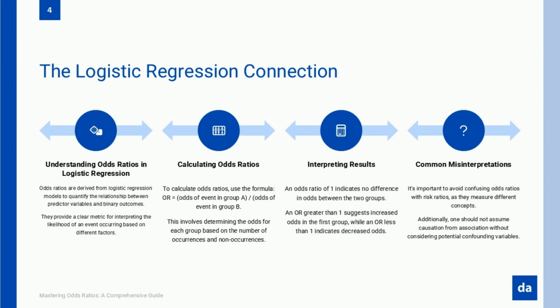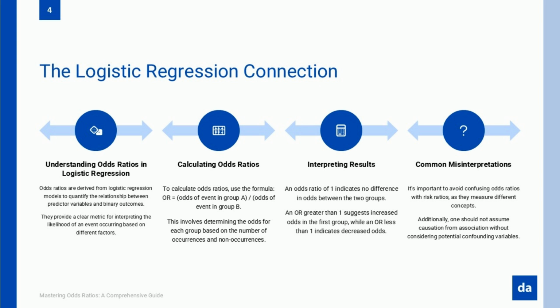These binary outcomes are the bread and butter of logistic regression. But here's where things get tricky. When data scientists run a logistic regression model, they're often faced with a set of coefficients that, at first glance, seem about as clear as a foggy mirror. These coefficients represent the change in the log odds of the outcome for each unit increase in a predictor variable. If you're scratching your head at the phrase log odds, you're not alone. This is where the true power of odds ratios comes into play.